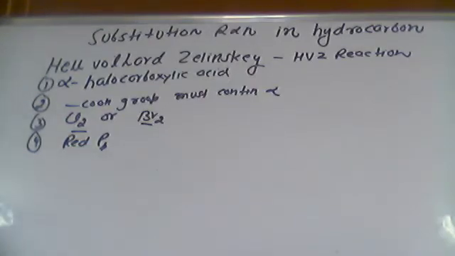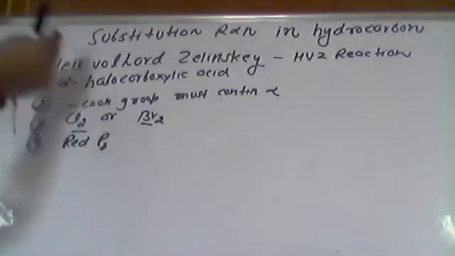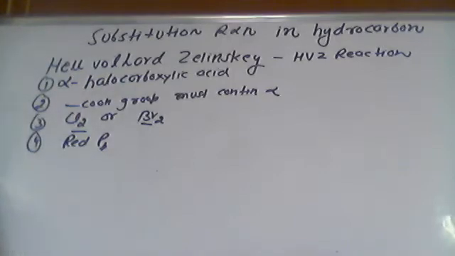I'm repeating again: a carboxylic acid with an alpha hydrogen. The carbon next to the carbonyl carbon we call alpha. On treatment with chlorine or bromine, the replacement will take place on the alpha hydrogen, in the presence of red phosphorus. Very, very important.